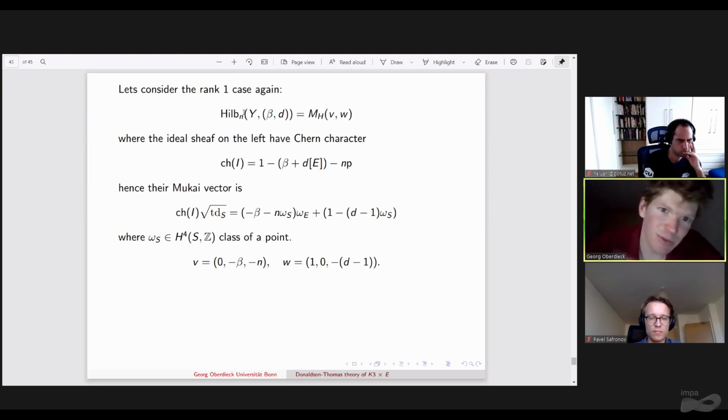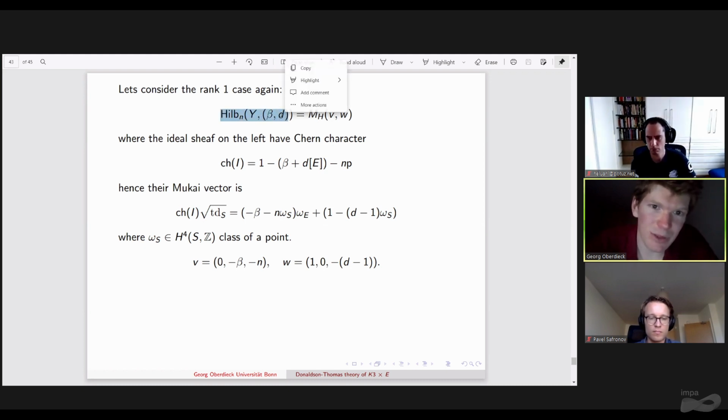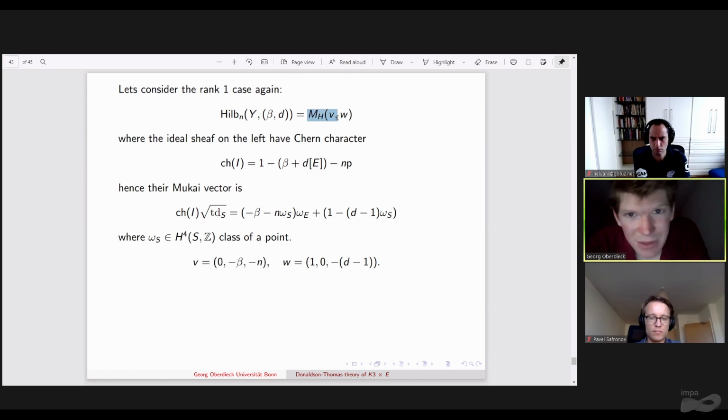So in the rank one case, you can look at the space of stable pairs. So you can look at this Hilbert scheme. It's the same, and the counts that you get are the same. Let's look at the Hilbert scheme of n points of curve class beta comma d in this threefold, surface times elliptic curve. And let's rewrite this in our notation of V and W. So V and W is the smallest space of stable sheaves we had before.